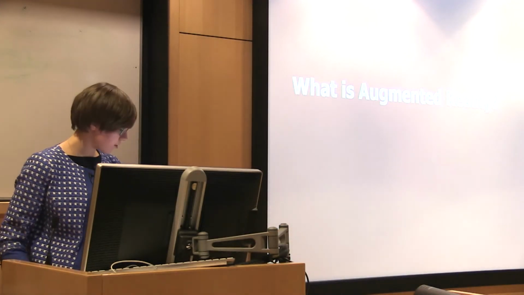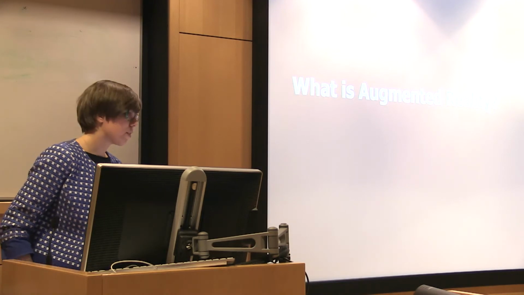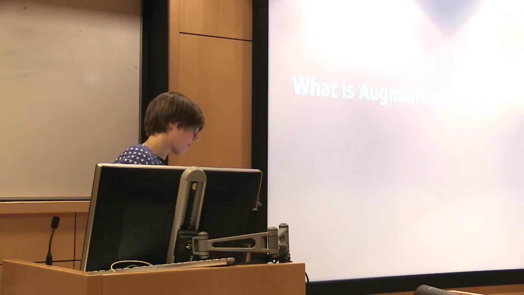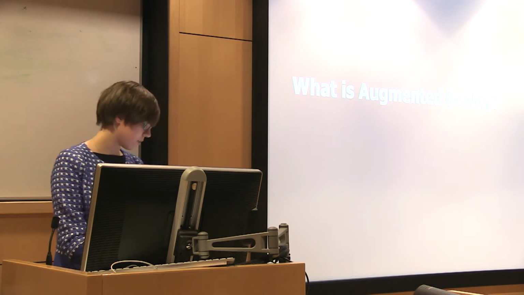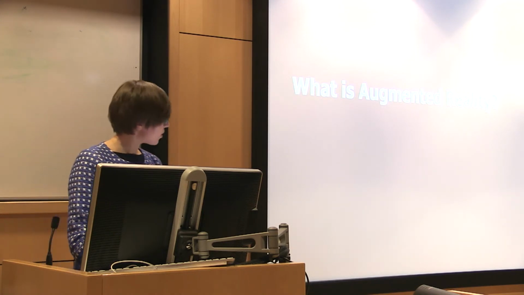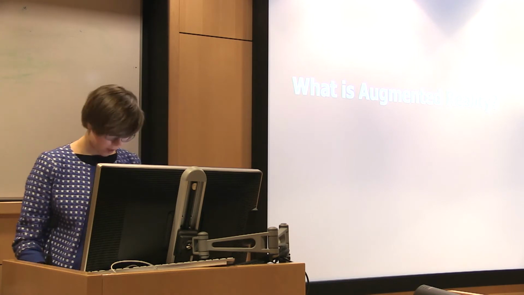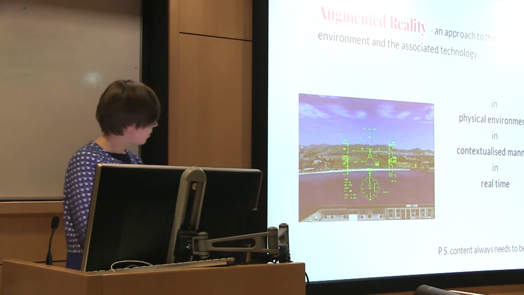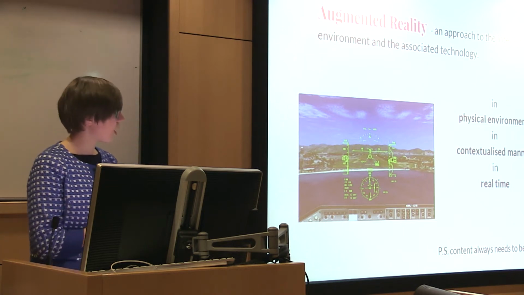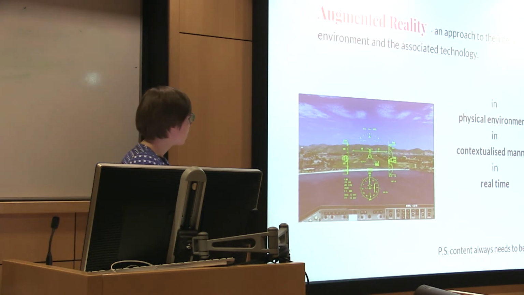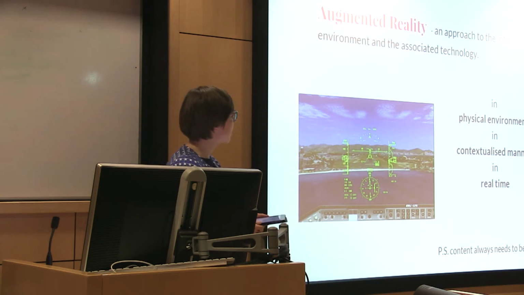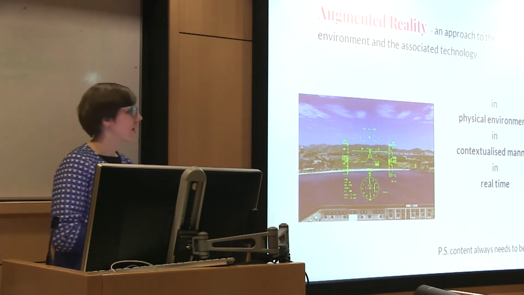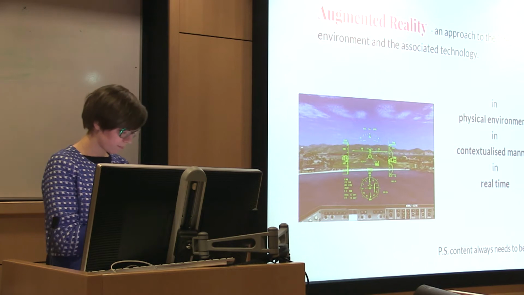So what is augmented reality? Augmented reality is an approach to the interaction between humans and the environment, and its associated technology. Three factors need to be present: digital information, which is displayed in the physical environment in a contextualized manner, and in real time. The concept of augmented reality stems from such disciplines as aviation and engineering.